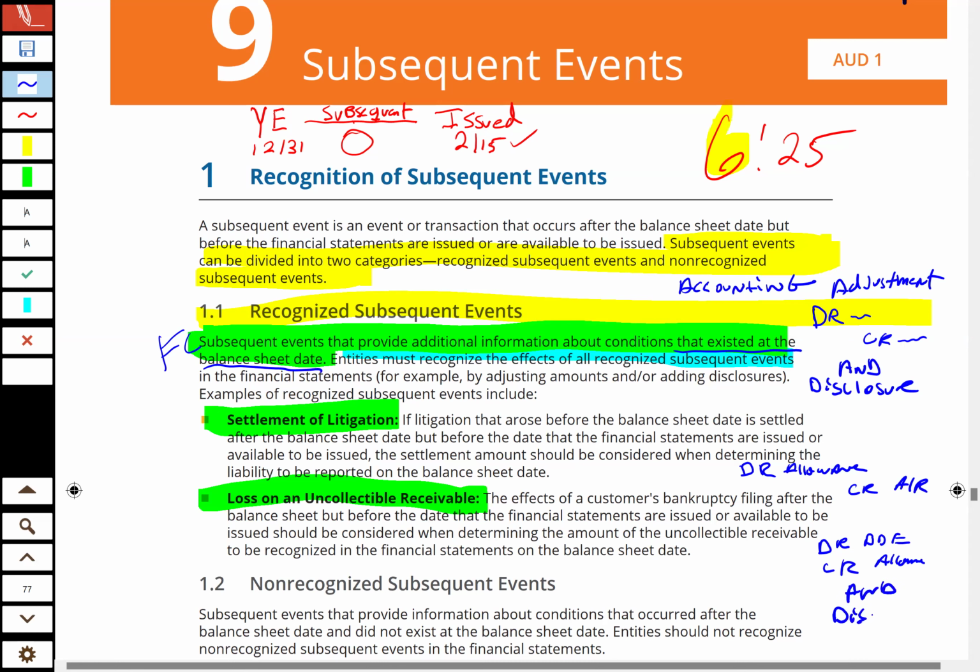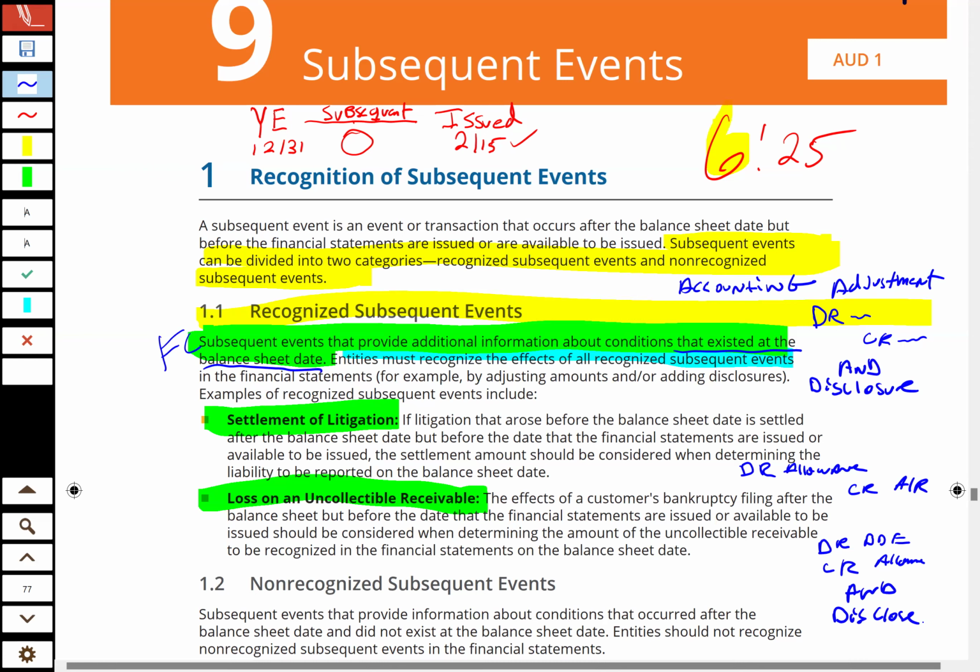If you see a CPA exam question that talks about subsequent event and they don't put disclosure as part of what it is you have to do, that's a wrong answer. Okay, well, it's a wrong answer if there's another answer that says make an adjustment and disclose. Okay, so you're going to disclose.